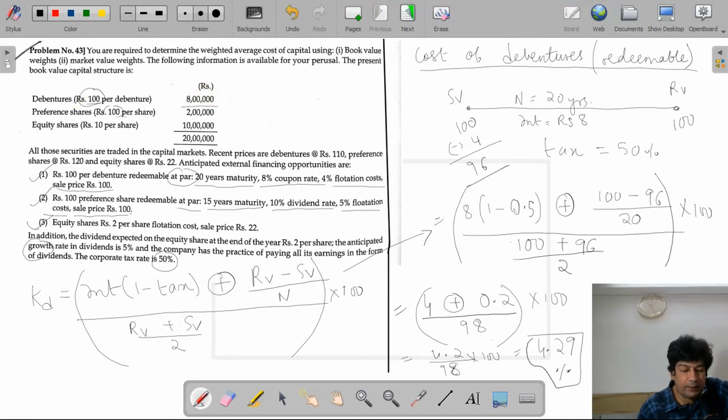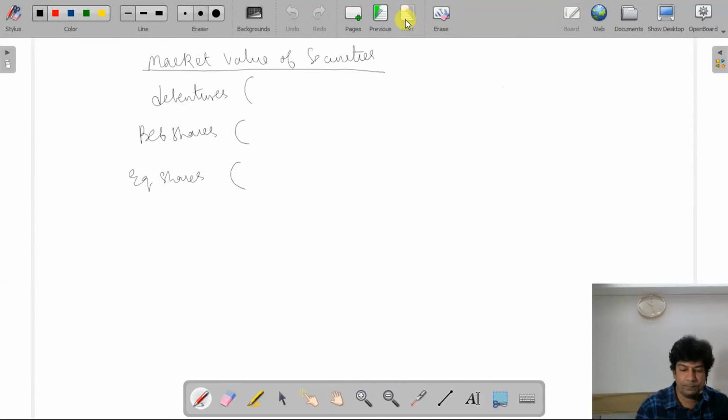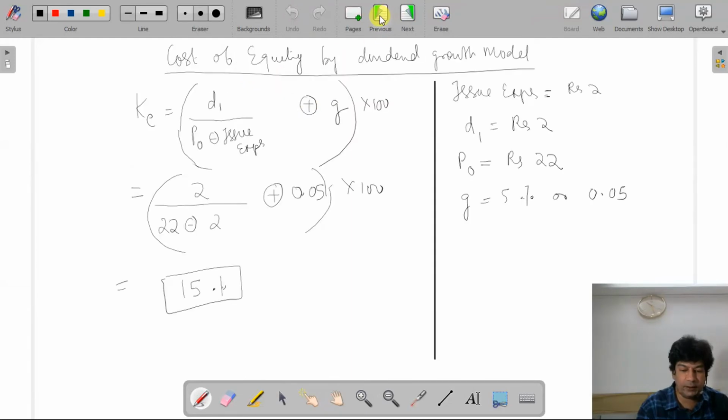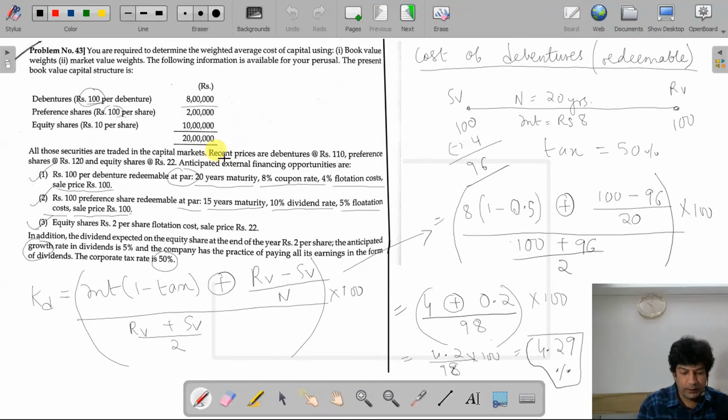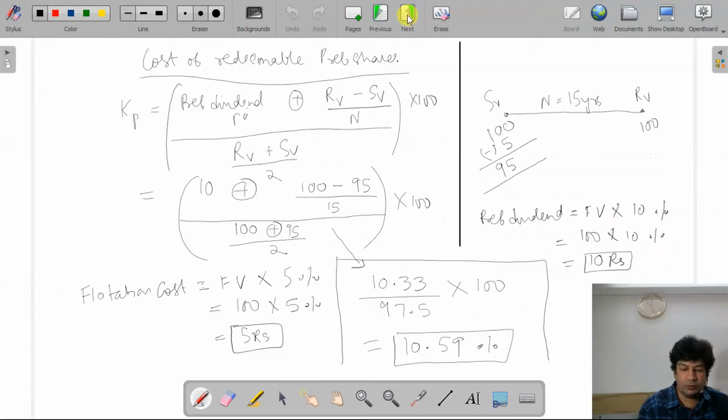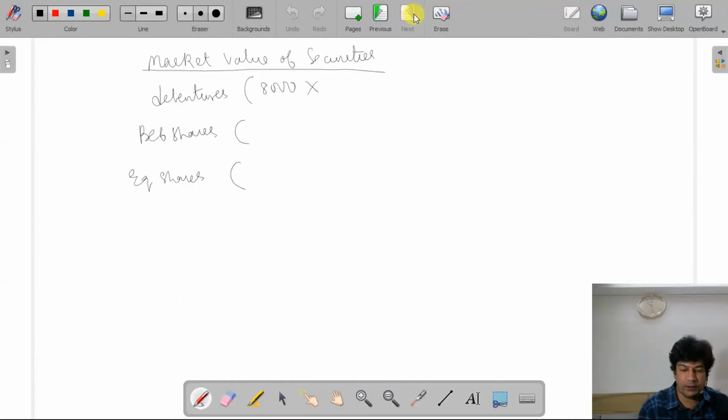So 8 lakh I am going to divide by 100. If I divide 8 lakh by 100, I am going to get 8,000 debentures. Then what is the market price, we will see. The recent market price of the debenture is 110. So 8,000 into 110 will give me 8,80,000 as the total market value.